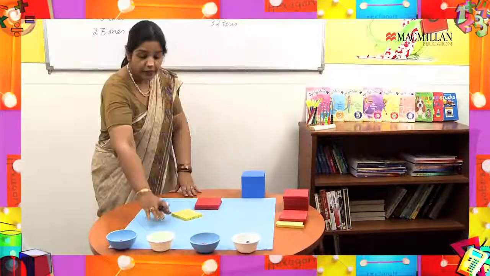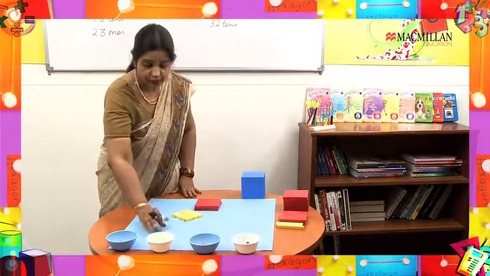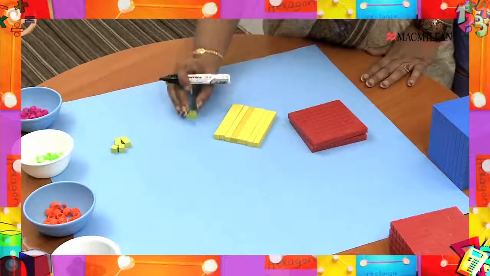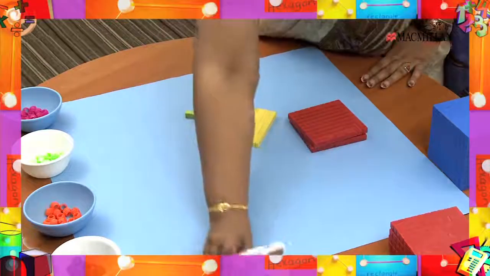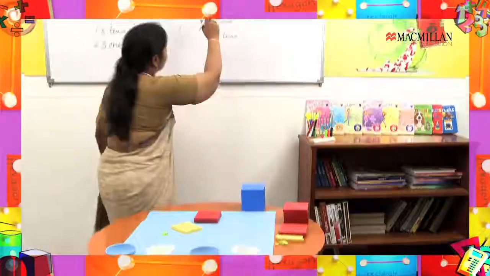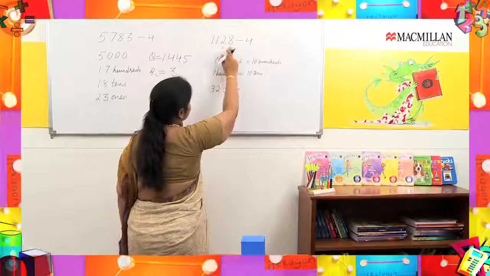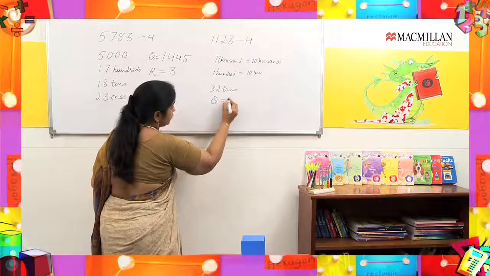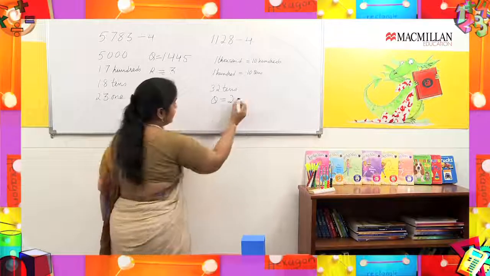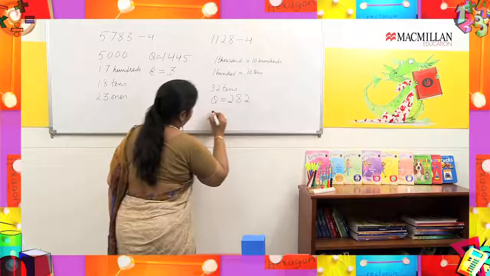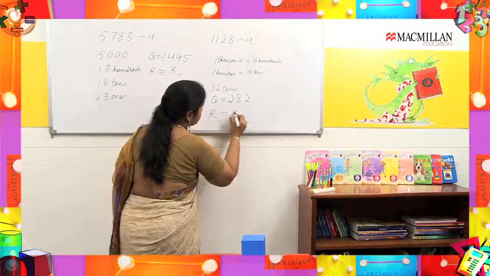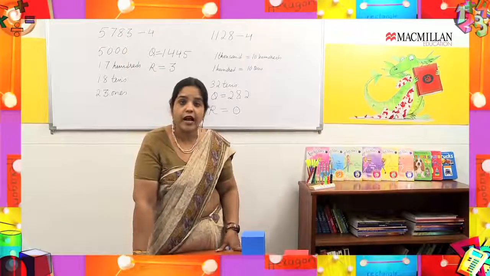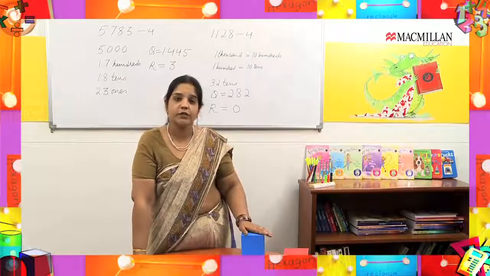Now what am I left with? I am left with 8 ones. 8 ones when divided by 4 will give us quotient as 2 ones and again no remainder. That means when 1128 is divided by 4, we get quotient as 282. And what is my remainder? My remainder is 0. So I hope you found this division interesting, and you can also create your own place value kit to divide.